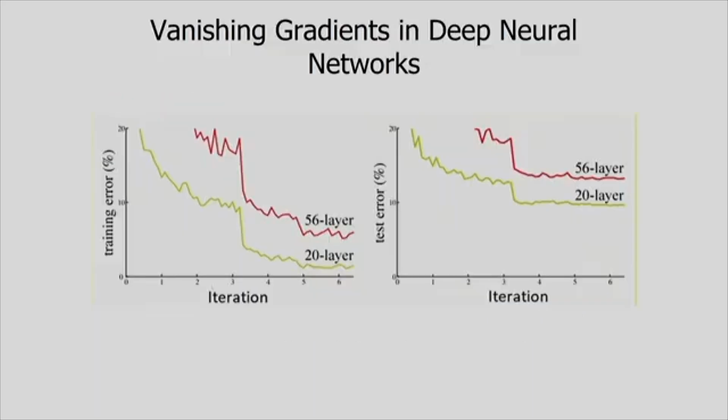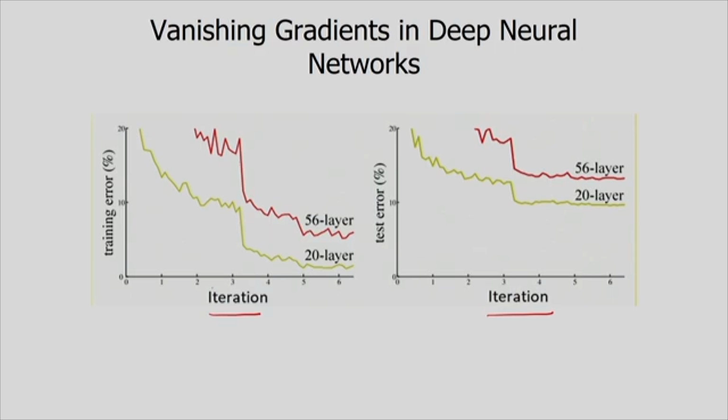So what is this problem? The vanishing gradients in deep neural networks. In the figure I have shown two cases, one is the training, another one is the testing, and I have shown the iterations in both the figures. In the first case I am considering a 20 layer deep neural network, and in the second case I am considering a network having 56 layers. Corresponding to the first network, that is the 20 layered neural network, you can see the training error.